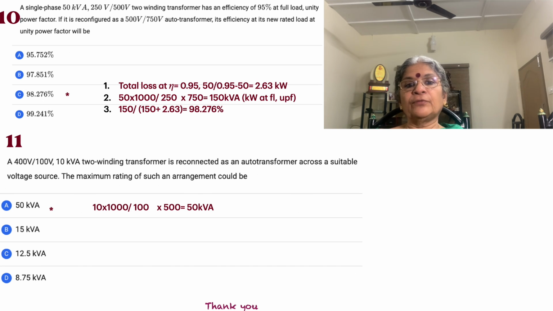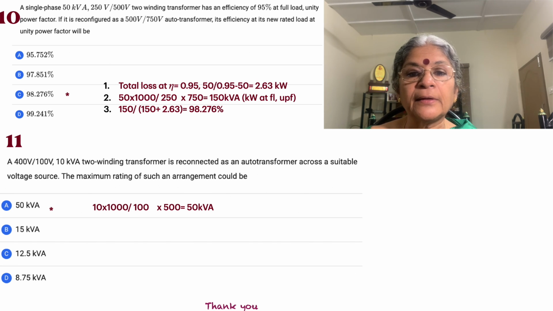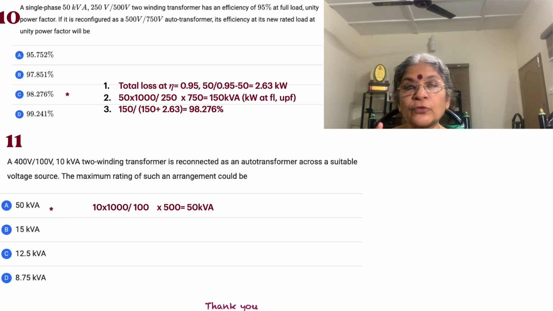So we start from the very beginning. We see that efficiency is equal to 0.95. It is a 50 kVA transformer. So 50 kVA divided by 0.95. Since it's kVA and unity power factor, as is mentioned before, as also full load, so 50 kVA has now become kilowatt.